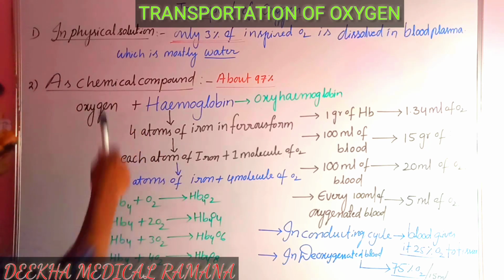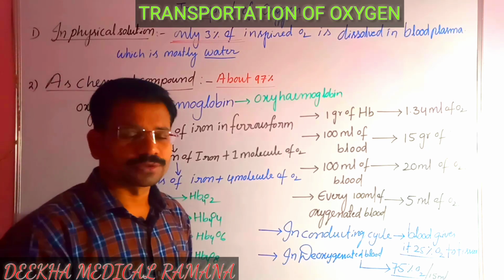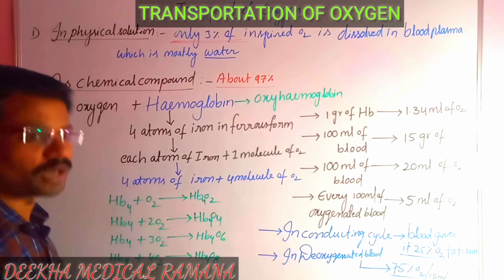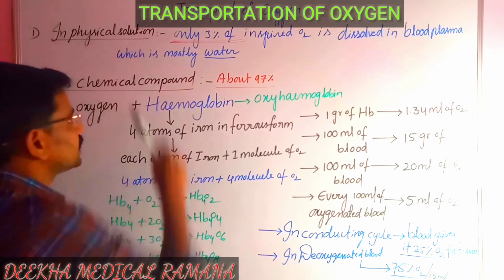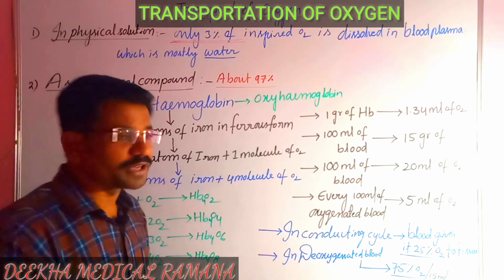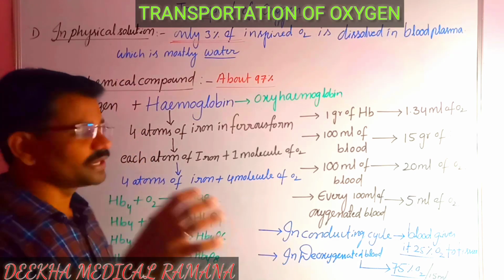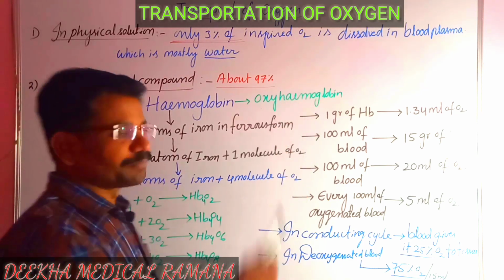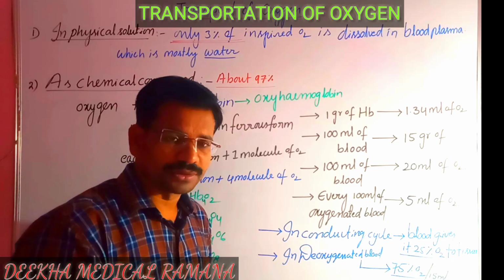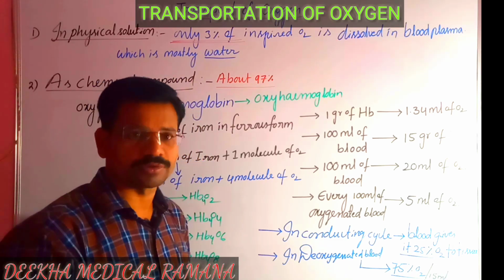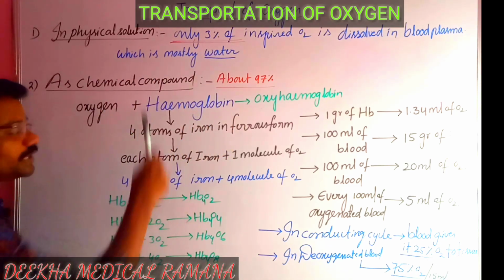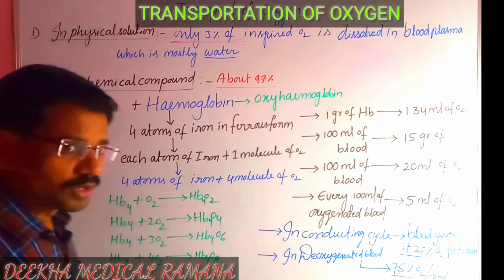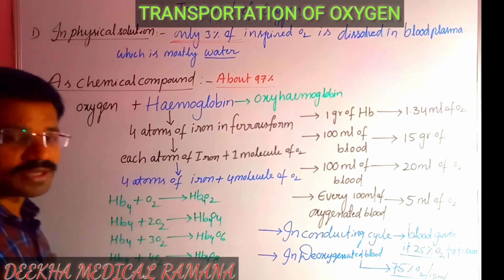Basically, oxygen is transported in two ways. One is in the form of a physical solution, second one is as a chemical compound. As a physical solution, only 3% of inspired oxygen is dissolved in the blood plasma, which is mostly water. That means in the plasma there will be 92% water, right? This oxygen will be dissolved in the water. Through the water it will be transported from the lungs to body tissues. That is what we can call a physical solution.